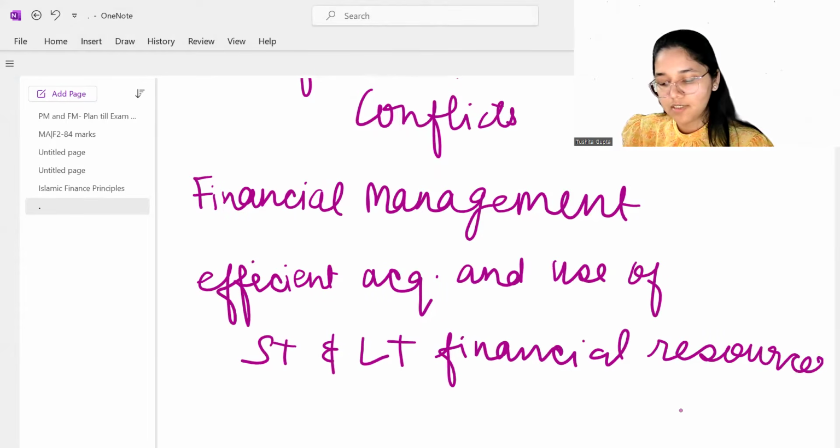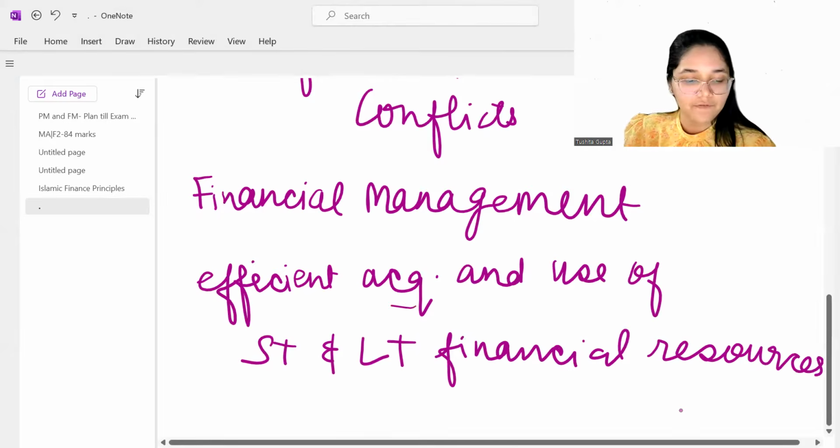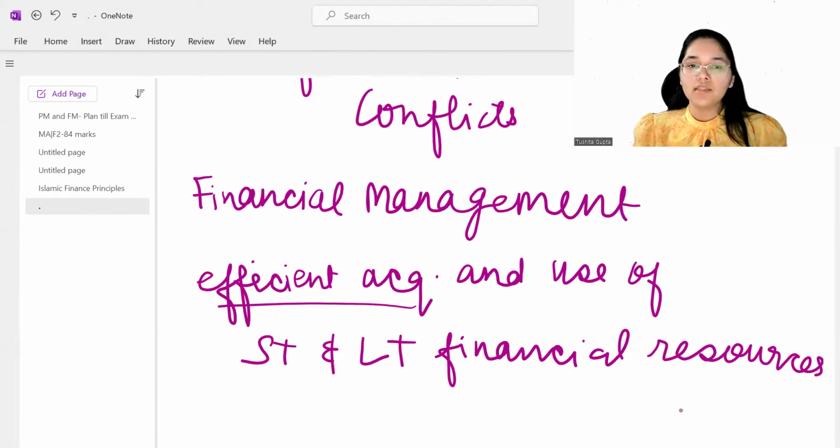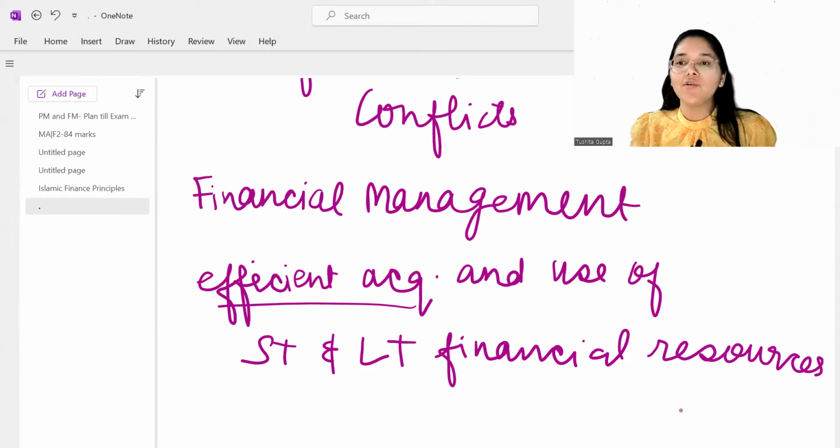The first word talks about efficient acquisition. This means the money that is going to be used in the business needs to be acquired efficiently, needs to be raised in an efficient manner, so that we are minimizing the issue costs and getting the right sources to fund our money from. And then ultimately, once you have the money in the business, it also is about the efficient use of those resources.